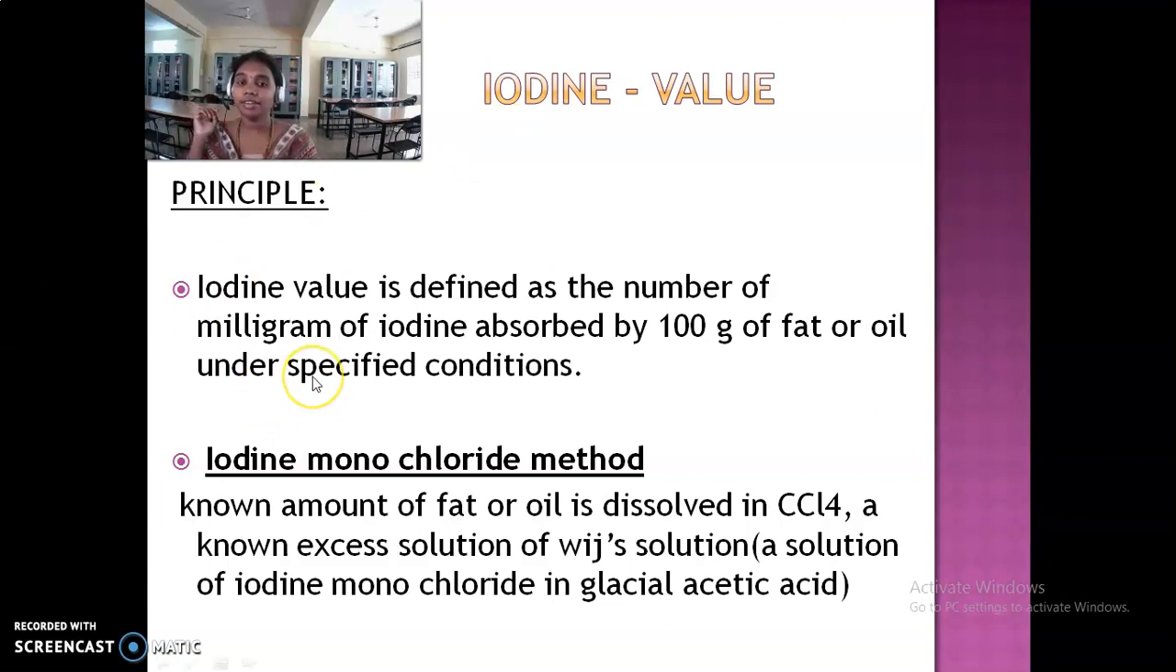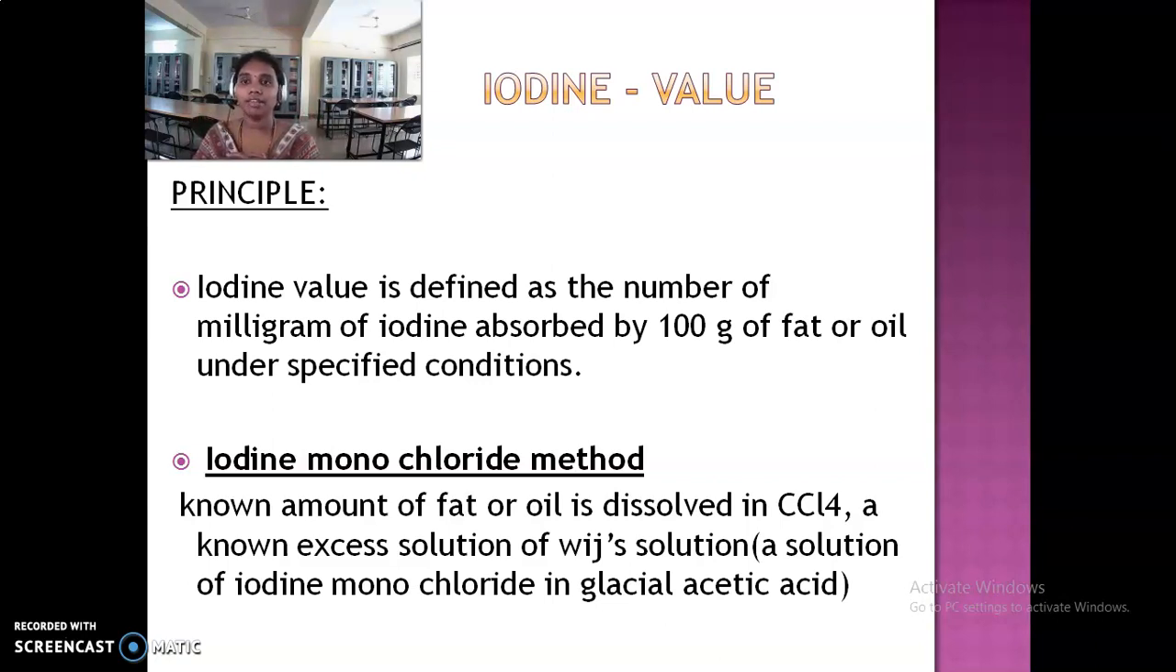You can see here, it is defined as the number of milligrams of iodine absorbed by 100 grams of fat or oil under specified conditions. So you will take 100 grams of fat or oil, or a sample, and estimate according to this definition. How much iodine is absorbed by 100 grams of fat or oil is estimated as the iodine value or iodine number. In exam if they ask iodine number, you can mention the same. That's a synonym for this.